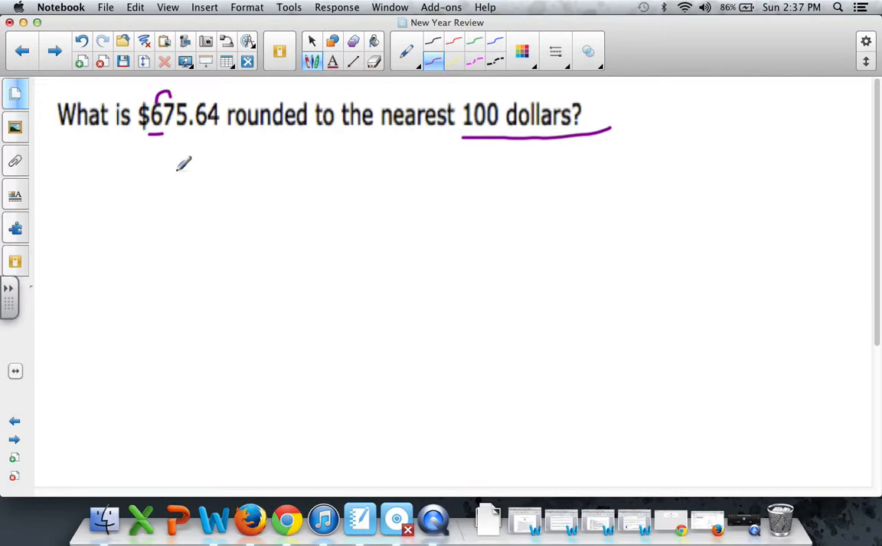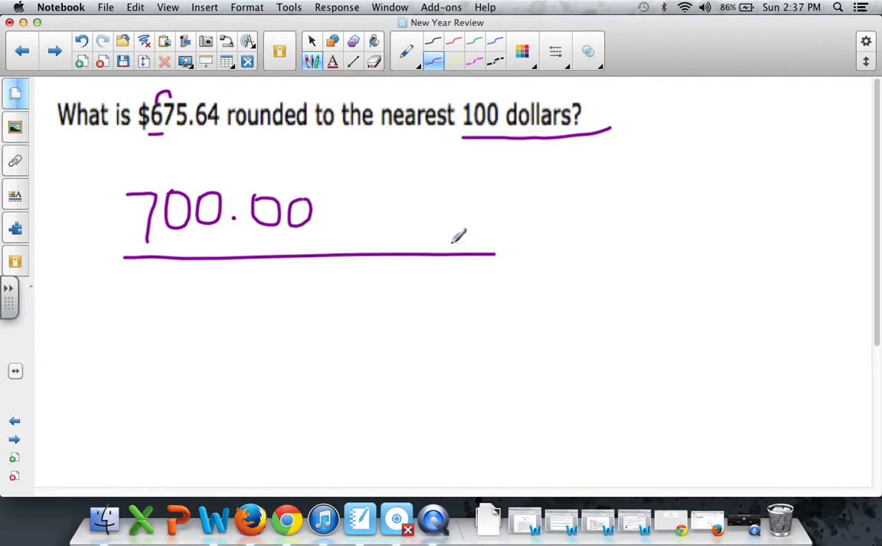Is that 7, 5 or more? Yeah, you bet you. 7's bigger than 5. So you round up. That 6 becomes a 7. Everything to the right of it becomes 0. I'll even put 0.00 to stress my point.